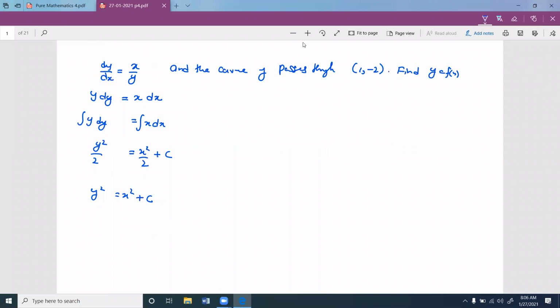Now we need to find the value of c. How do we find it? We know that the curve passes through (1, -2). That means (-2) squared is equal to 1 squared plus c. Therefore, c is equal to 3. Then you can say y squared is equal to x squared plus 3 would be the final answer for this kind of question. Simply, you can get this answer.